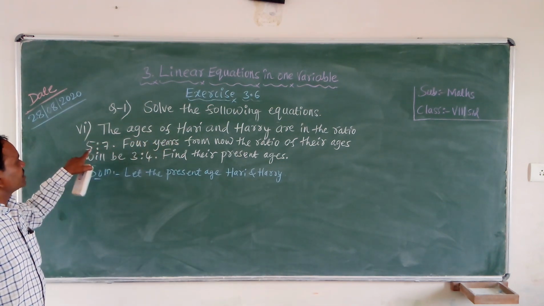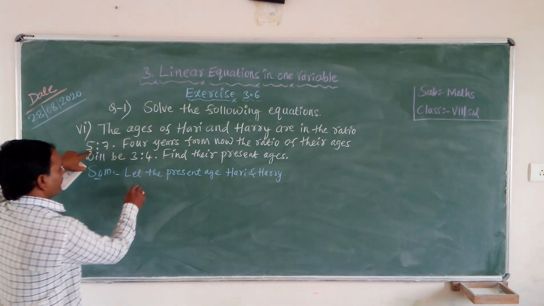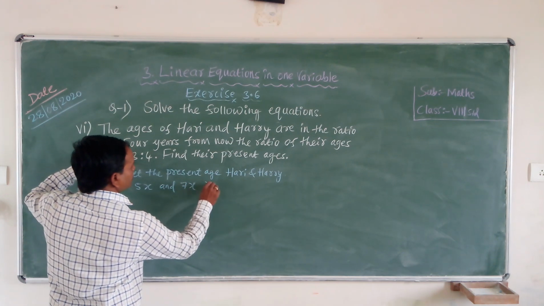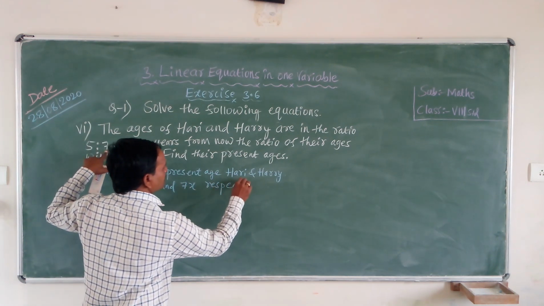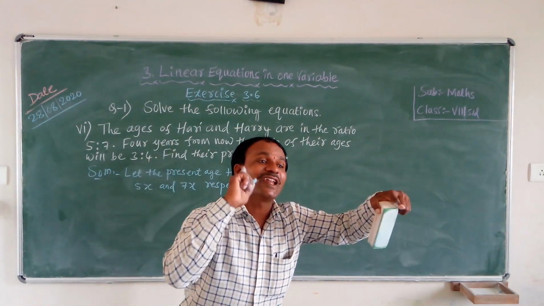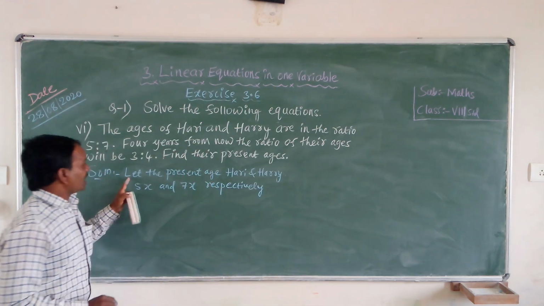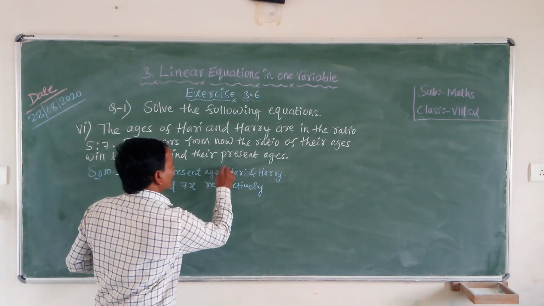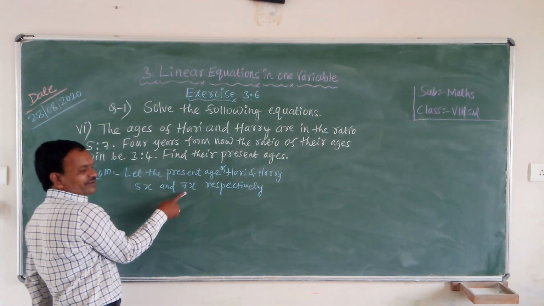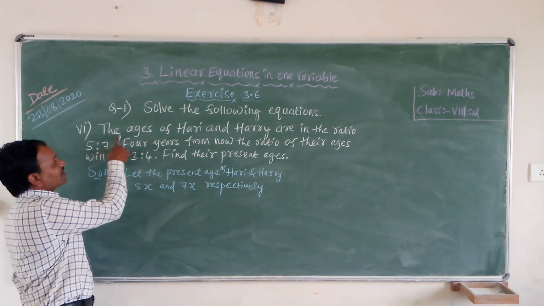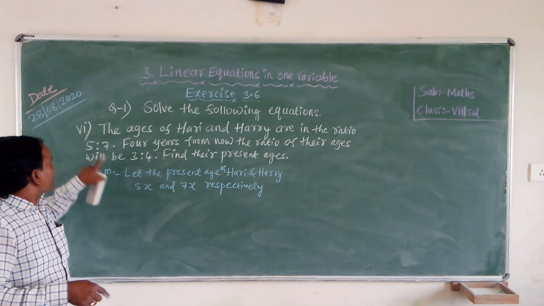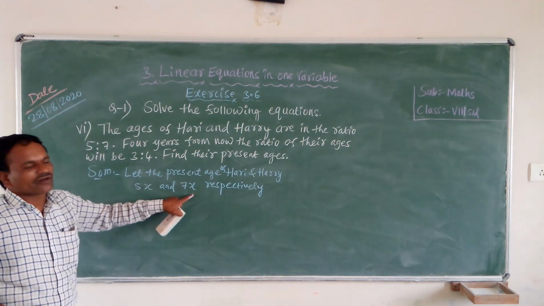Since not even the ages, only the ratio is given, you take 5x and 7x respectively. So let the present ages of Hari and Harry be 5x and 7x. The ratio is given as 5:7, the actual ages are not given. Let the present age be x, so 5x and 7x. You take that.